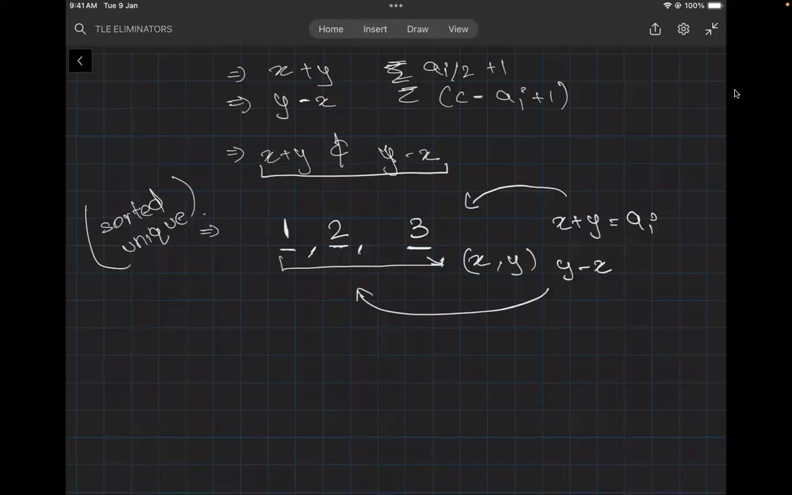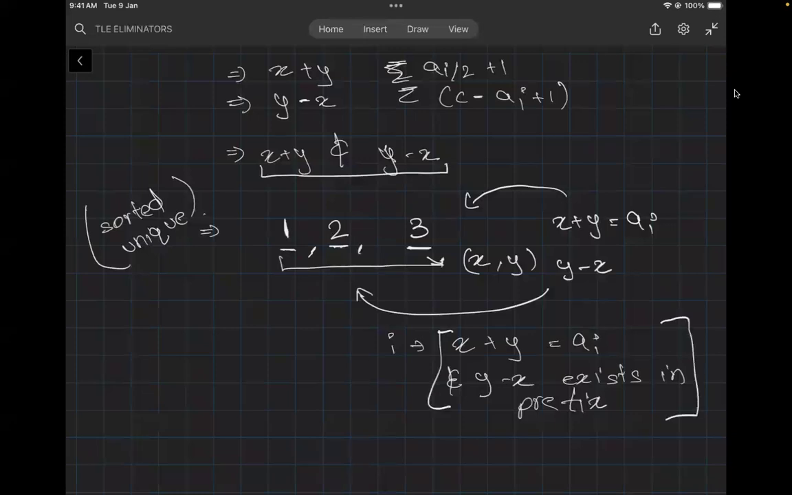What am I going to do when I'm on an index i? I'm going to calculate how many pairs are there such that x plus y is equal to ai, as well as y minus x exists in the prefix. Okay. Is this much clear, guys? Tell me.